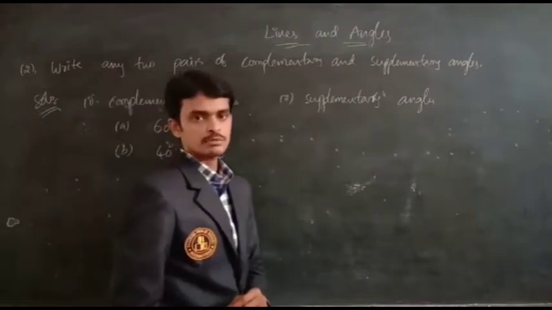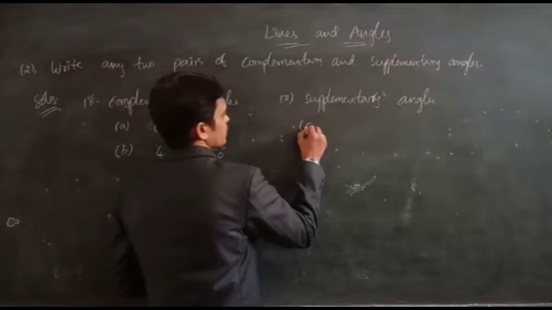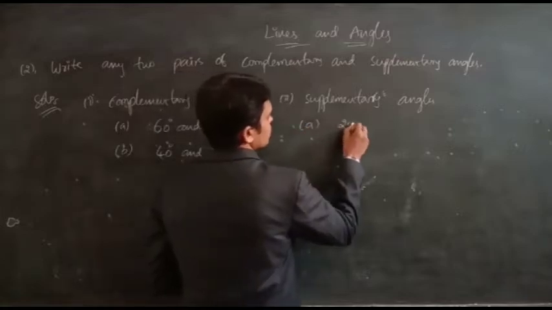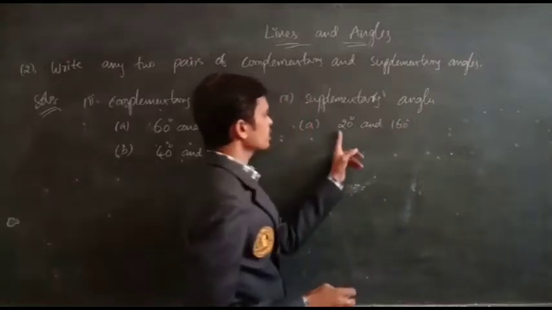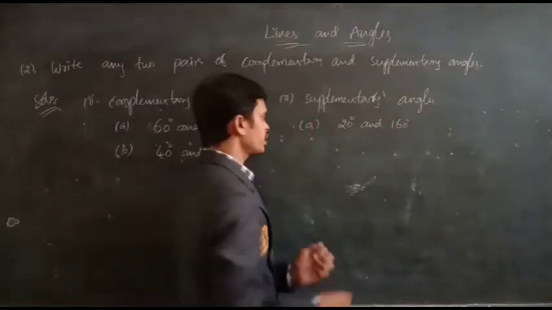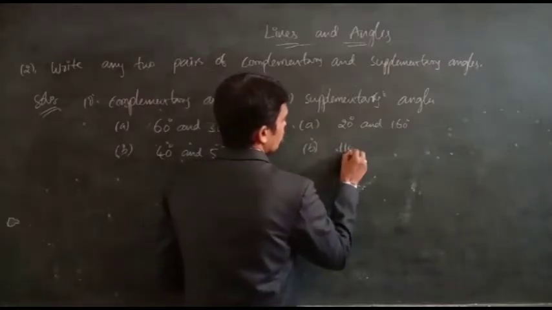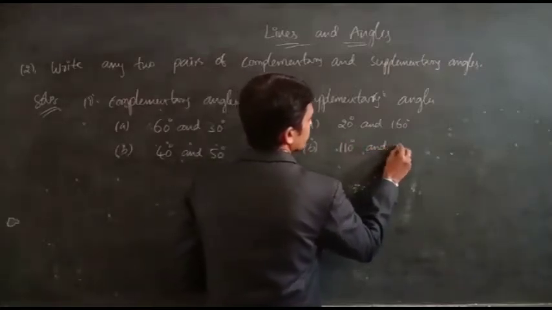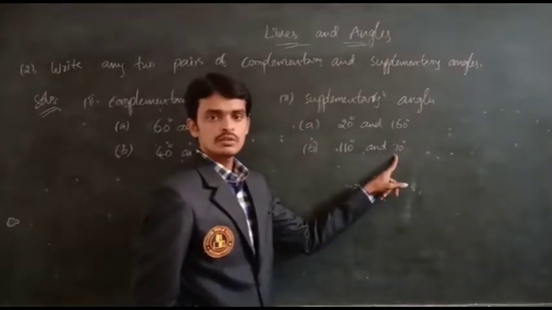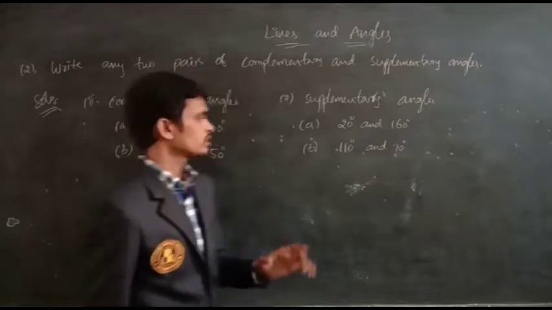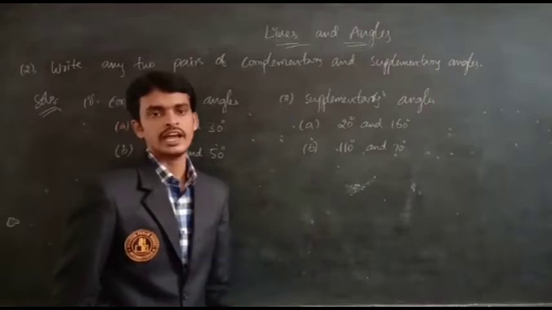Now supplementary. Supplementary angles: the sum of two angles is equal to 180 degrees. First pair is 20 degrees and 160 degrees. So 20 plus 160 is how much? 180 degrees. And second pair is 110 degrees and 70 degrees. Then 110 plus 70 is how much? 180 degrees. So these are the pairs of complementary angles and supplementary angles.